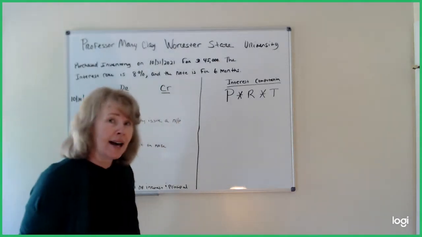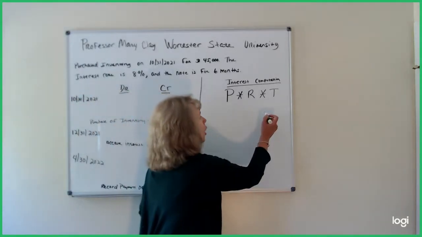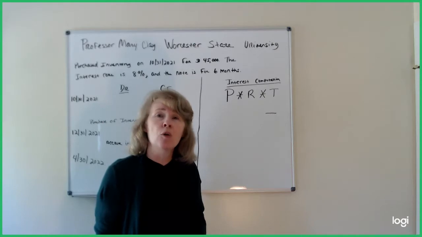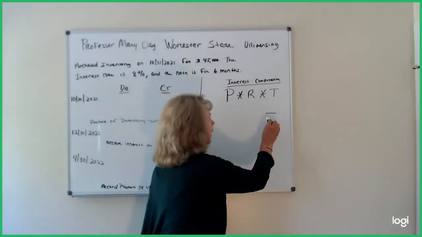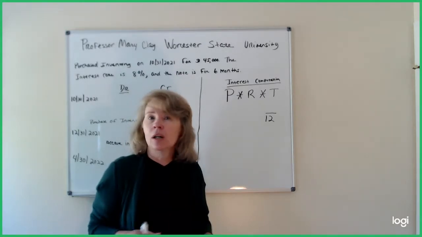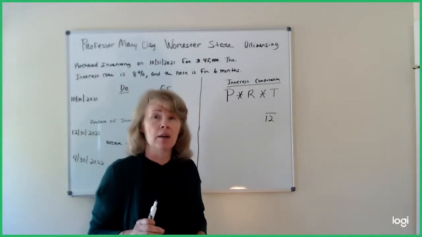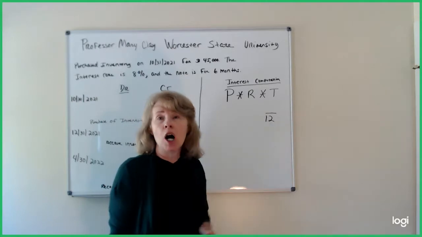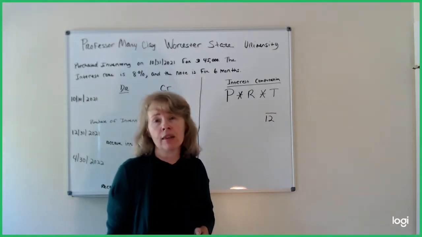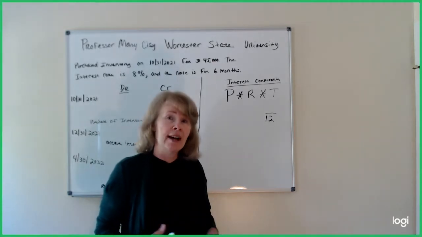For our class, interest will always be on an annual basis. So it will always be over 12, even if it's a 5-month note, a 2-month note, an 8-month note. The denominator will always be 12. It's the numerator that you have to really think on what that number would be.